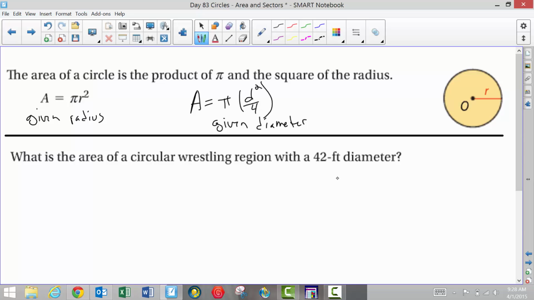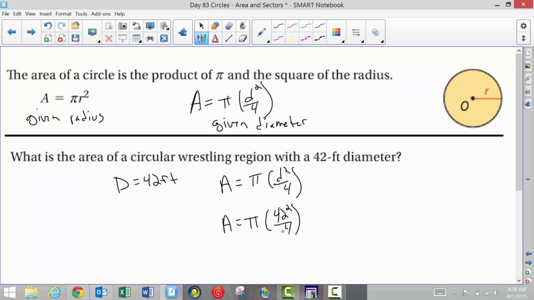So I want the area of a circle with diameter 42. If the diameter is 42 feet, area is going to equal pi times d squared over 4. So I substitute 42 in for d for my diameter. So area equals pi times 42 squared over 4. So you go to your calculator. 42 squared over 4 is 441. So the area is 441 pi.